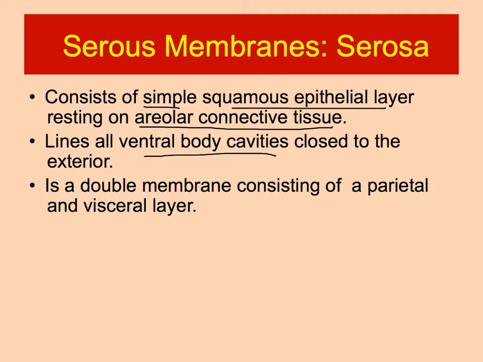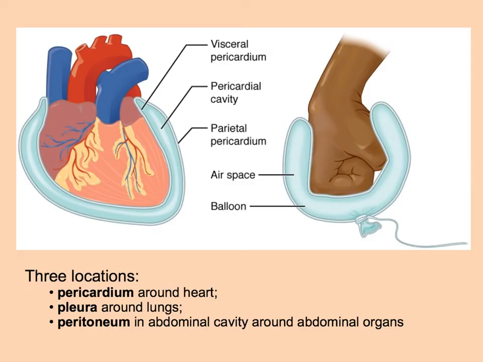Serous membranes are also a double membrane. And because it's a double membrane, it has a parietal layer and a visceral layer. This illustration with a fist and a balloon can help you think of how a serous membrane is put together. Basically, if you are pushing a balloon down like this, you'll have an outer layer and an inner layer. The outer layer we call the parietal layer in the serous membrane, and parietal means wall. But the visceral layer is right next to the viscera, right next to the organ.